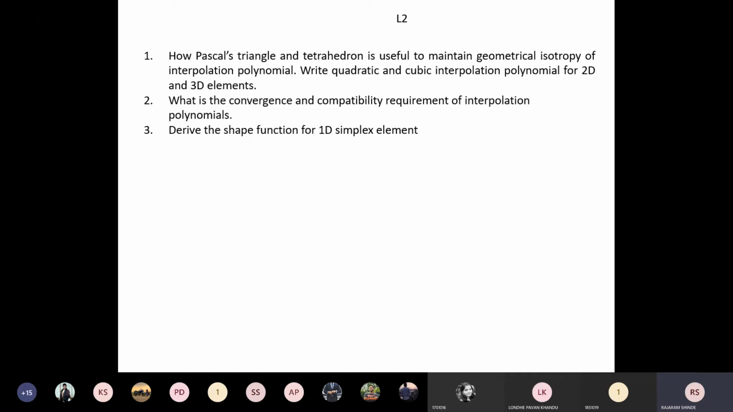Then we will discuss the convergence and compatibility requirement of interpolation polynomial. Then we will go for the derivation of the shape functions, where we are going to use interpolation polynomials for simplex one-dimensional element. Here in this unit we will discuss only simplex elements, that is linear elements, and you have one last unit, in that we will discuss the higher order elements.